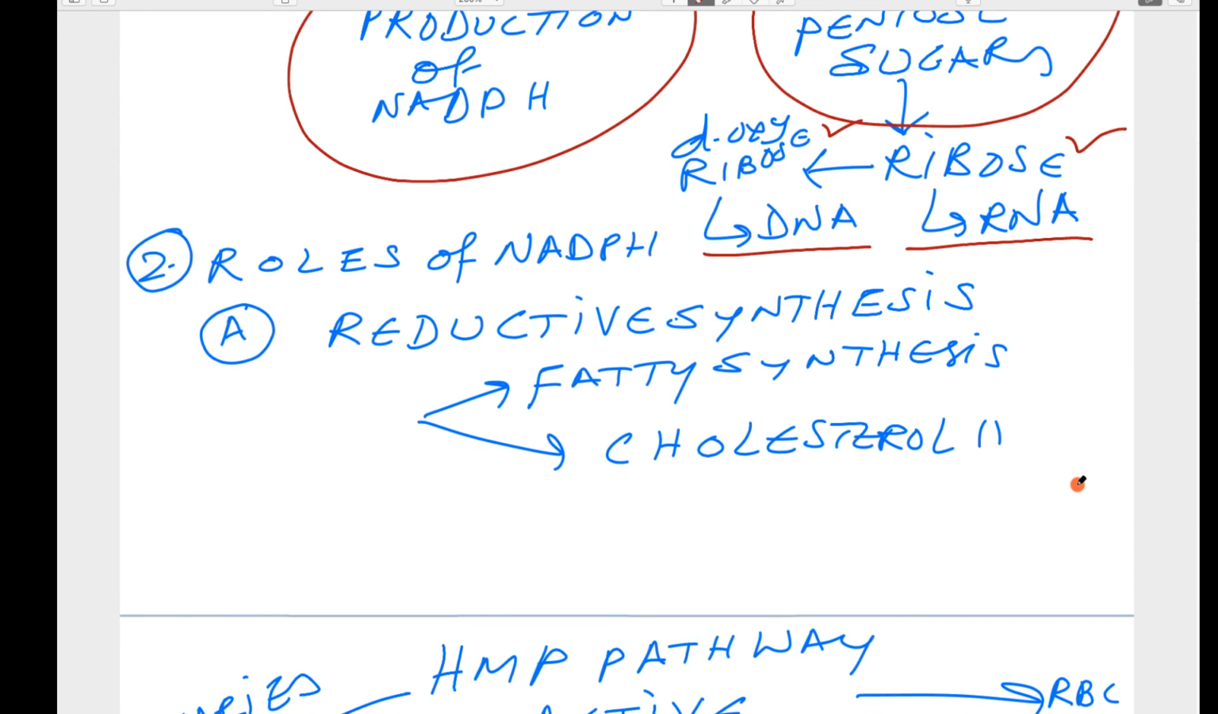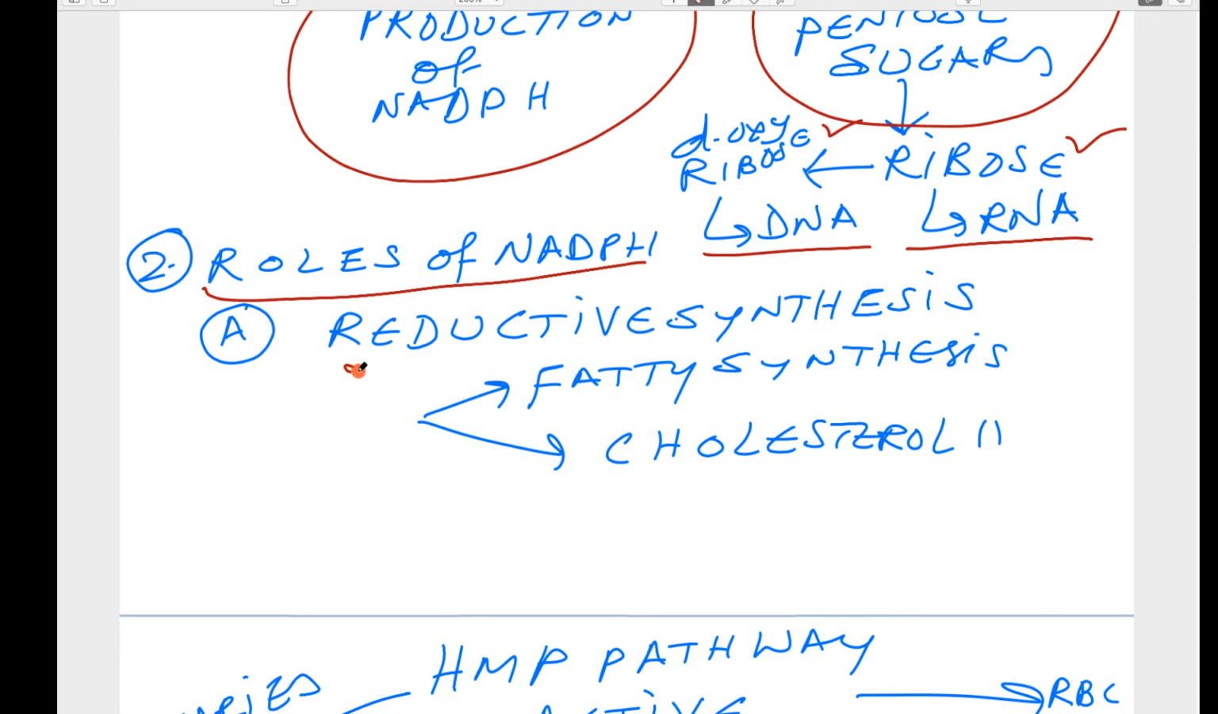Then the second one is the roles of NADPH. We have studied a total of 6 roles. You can see how extensively NADPH is used. Generally, we give a lot of importance to NADH for energy, but NADPH is also equally important for many reactions.